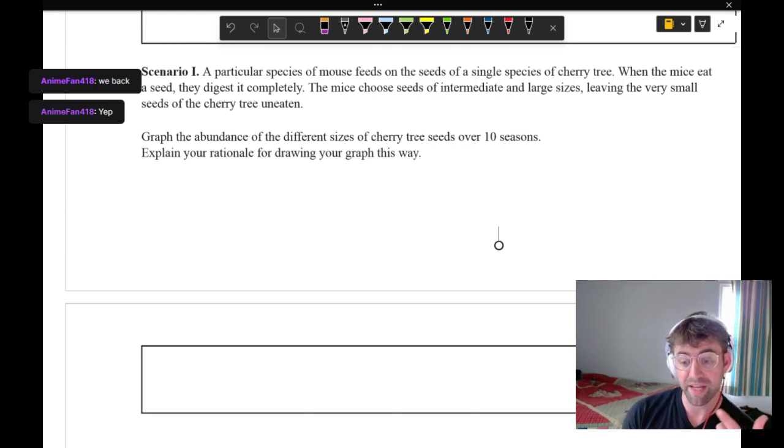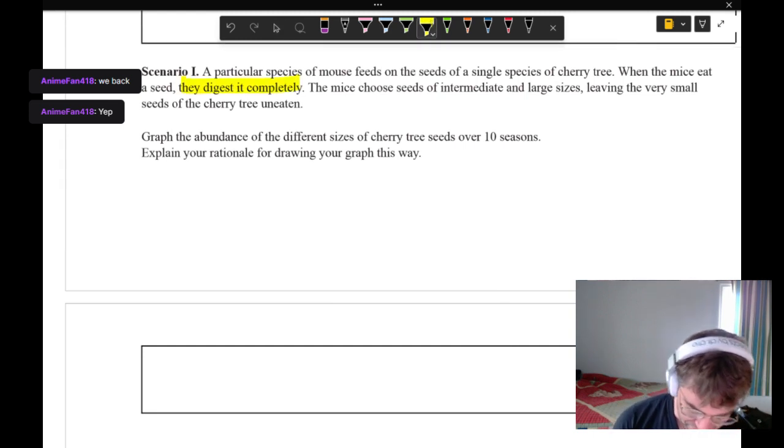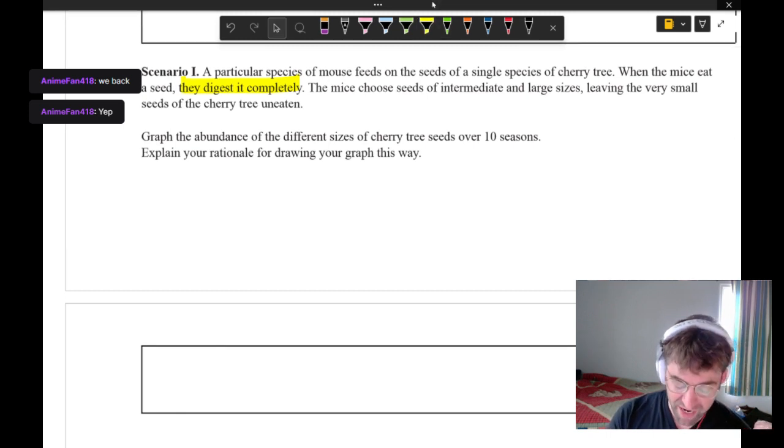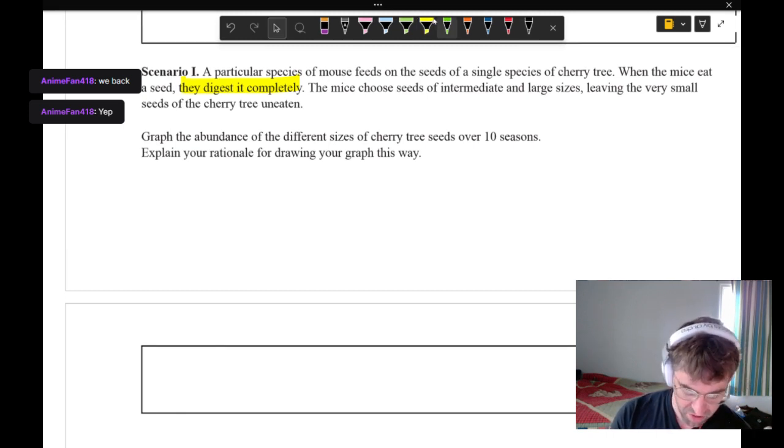So in our first scenario, a particular species of mouse feeds on the seeds of a single species of cherry tree. So we already have two organisms. We have mice and cherry trees. When the mice eat a seed, they digest it completely. This is going to be important. They digest it completely. The mice choose seeds of intermediate and large sizes, leaving the very small seeds of the cherry tree uneaten. Graph the abundance of the different sizes of cherry tree seeds over 10 seasons and explain your rationale for drawing your graph this way.